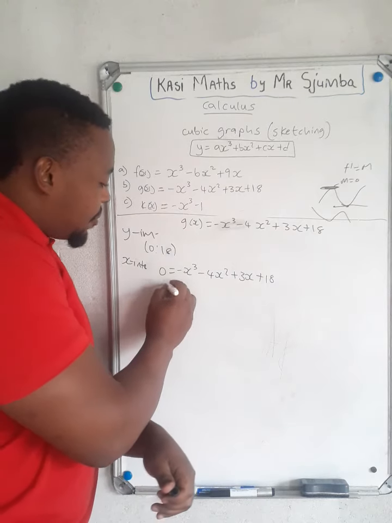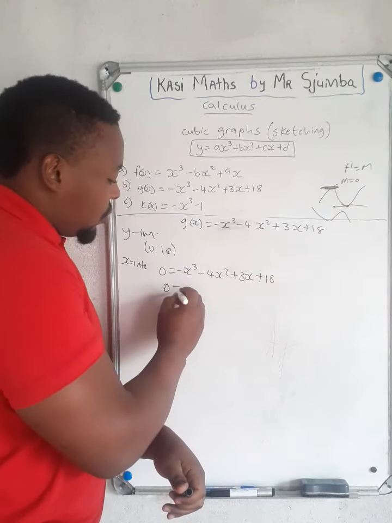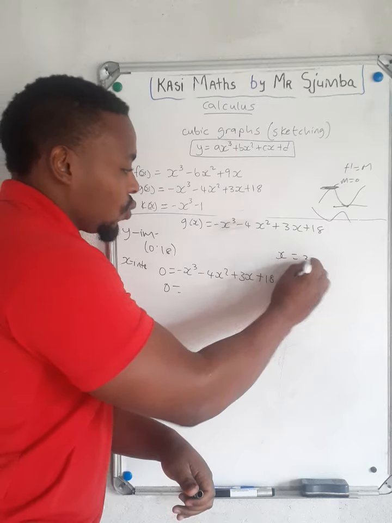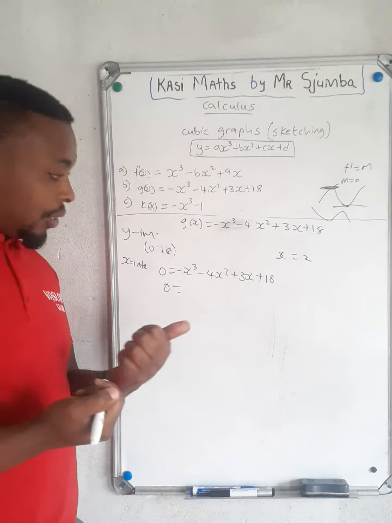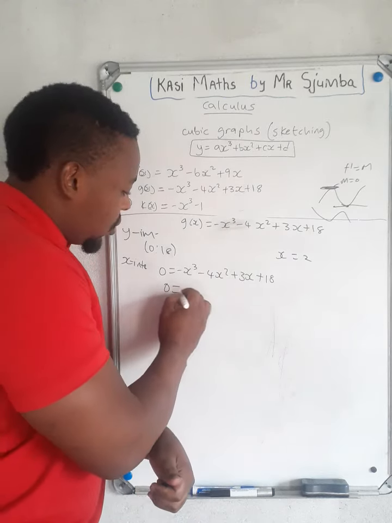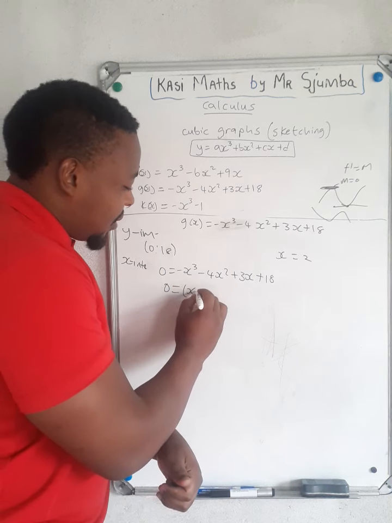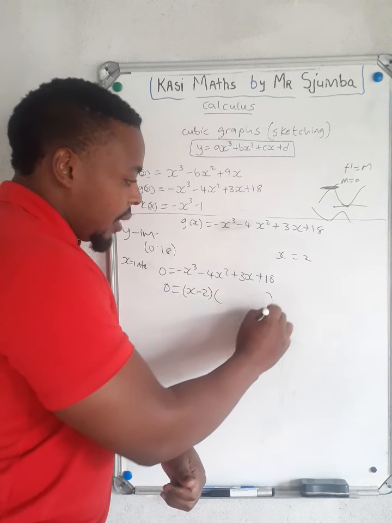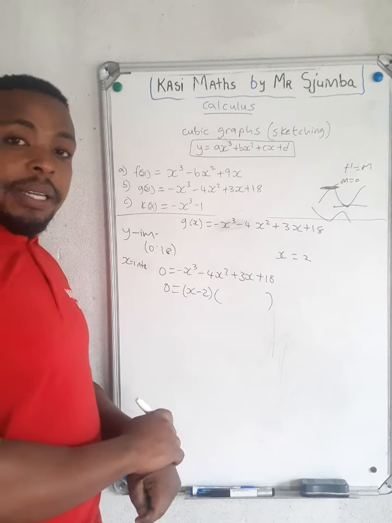So if we do inspection, we get that x is equal to 2. So where's inspection and check, x is equal to 2. So because now we have x minus 2, then let's solve what is in the brackets.